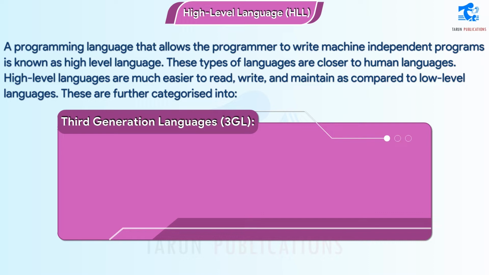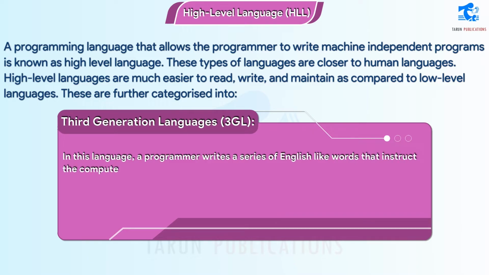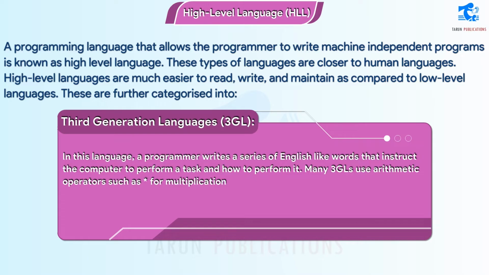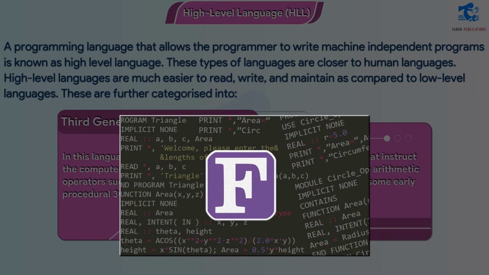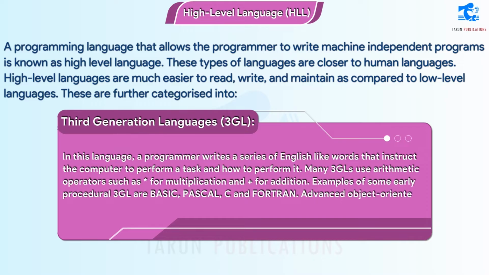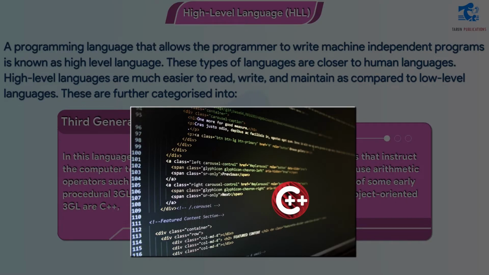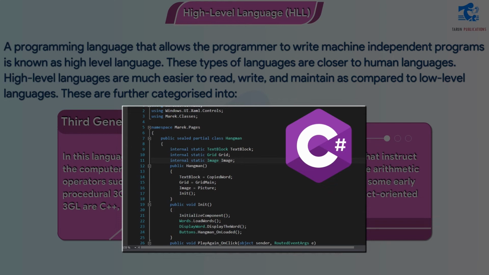third-generation languages, 3GL. In this language, a programmer writes a series of English-like words that instruct the computer to perform a task and how to perform it. Many 3GLs use arithmetic operators such as asterisk for multiplication and plus for addition. Examples of some early procedural 3GL are BASIC, Pascal, C and Fortran. Advanced object-oriented 3GL are C++, Java, and C#.